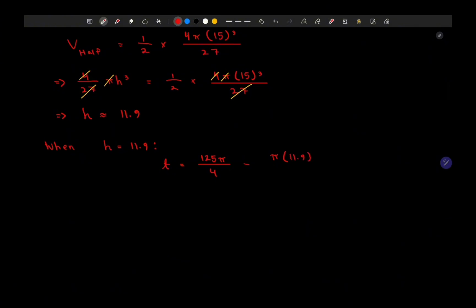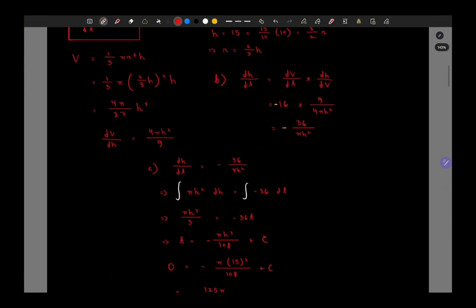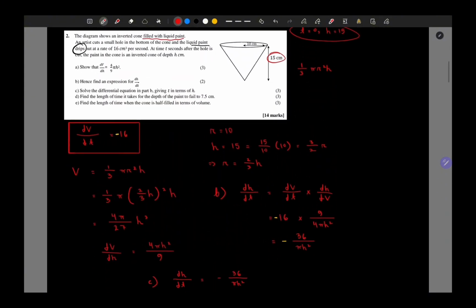Pi 11.9 cubed divided by 108. So the value of t is 97.8 seconds. So that is all of the answers to question 3. Now moving on to the third part of the question.